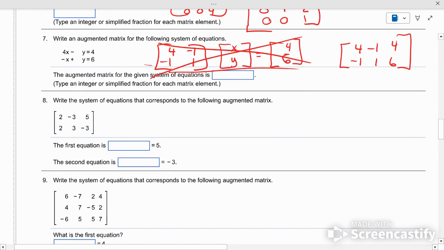Now we're going to take this and turn this around backwards. Now we're going to write an equation out of this. Okay? This is your x. This is your y. So it's going to be 2x minus 3y equals 5. And 2x plus 3y equals negative 3.